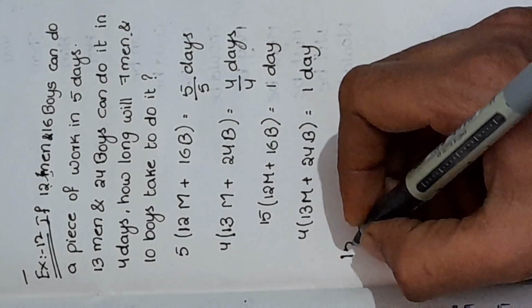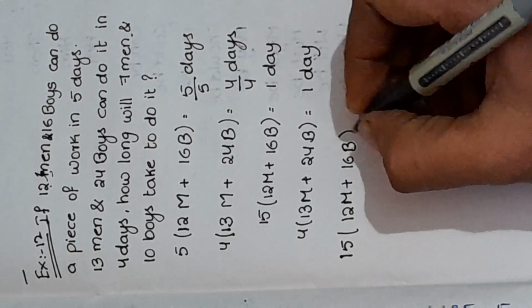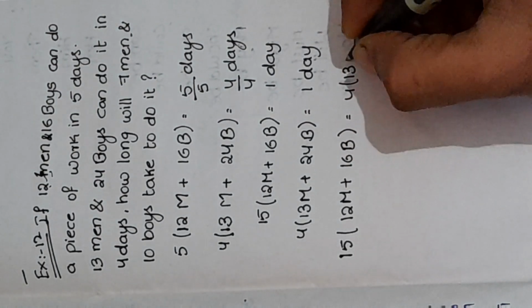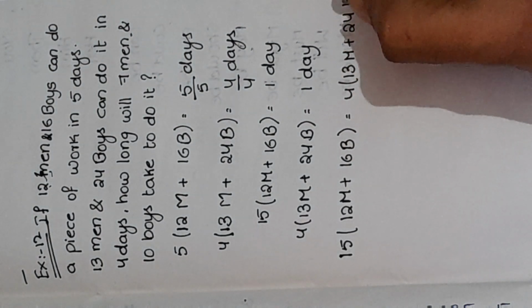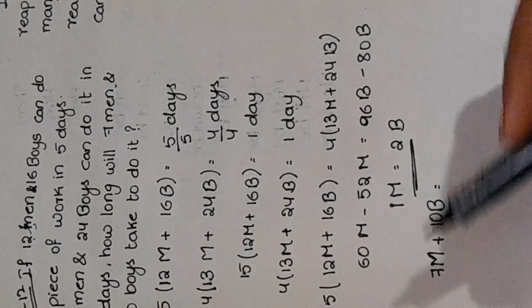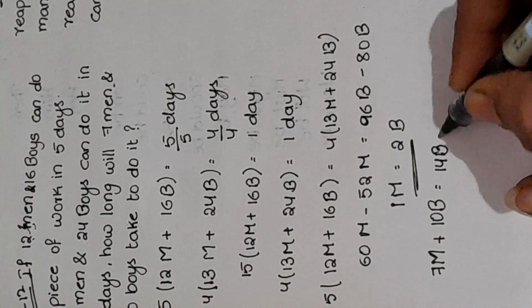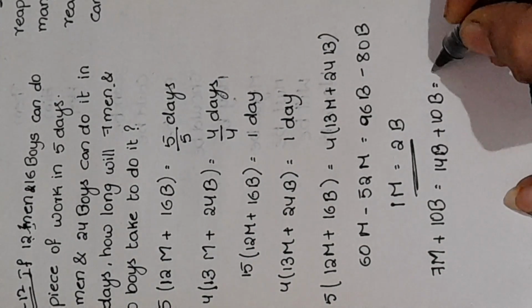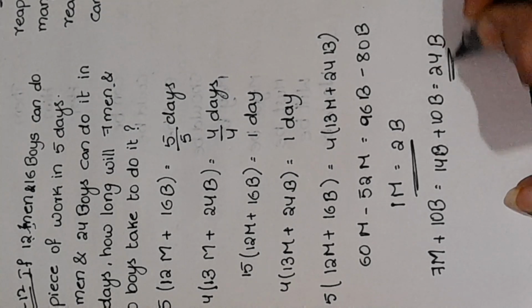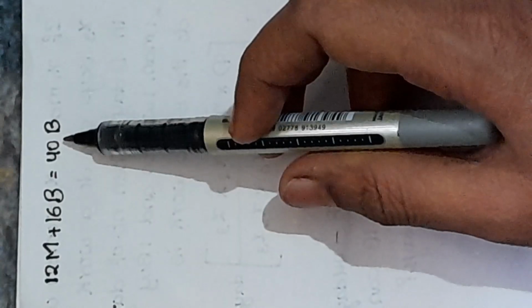On equating, 5 into (12 men plus 16 boys) is equal to 4 into (13 men plus 24 boys). So 1 man is equal to 2 boys. Now 7 men plus 10 boys, instead of 7 men we can write 14 boys plus 10 boys, which is equal to 24 boys. Next, 12 men plus 16 boys is equal to 40 boys.